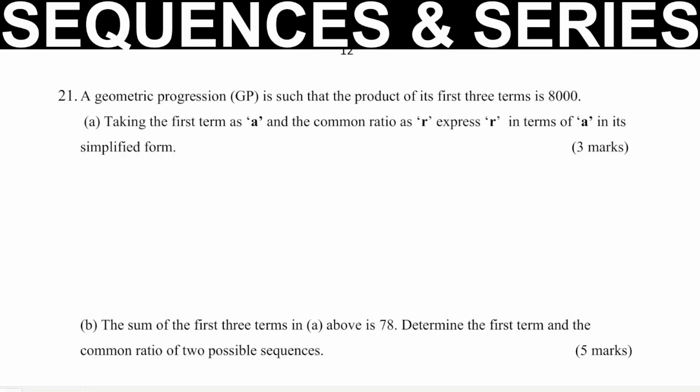Welcome. Let's solve this question on sequences and series. It involves geometric progression. The question reads: a geometric progression (GP) is such that the product of its first three terms is 8,000. A, taking the first term as A and the common ratio as R, express R in terms of A in its simplified form, 3 marks.